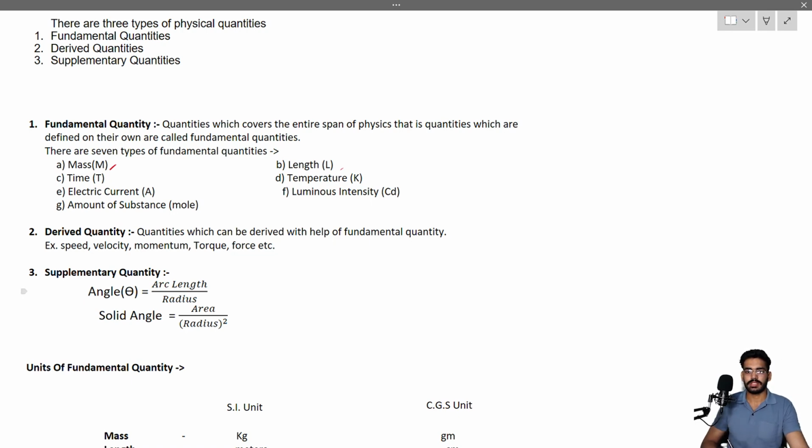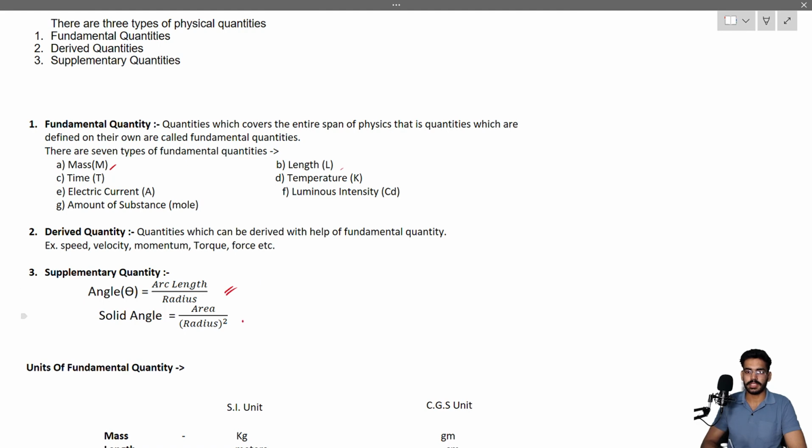In the first chapter, mathematical tools, we have defined this thing, angle theta, that is arc length divided by radius, right? If you remember, we wrote there arc length equals angle multiplied by radius, r theta. If you remember that thing, this is a kind of supplementary quantity.